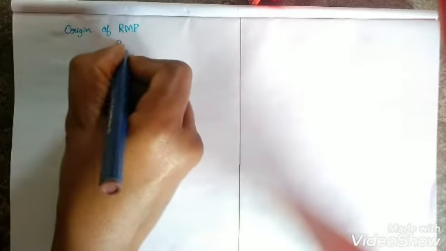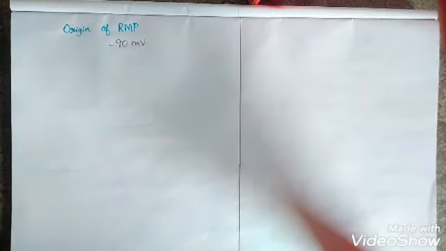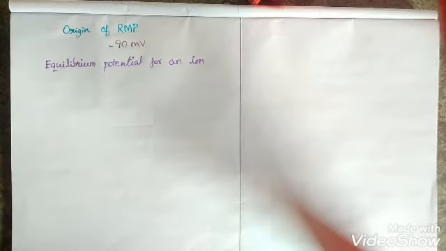Let's see the origin of resting membrane potential. The resting membrane potential is -90 millivolts. But the question is how the value comes. For this, you have to understand equilibrium potential for an individual ion.